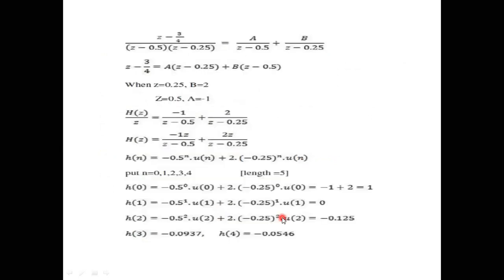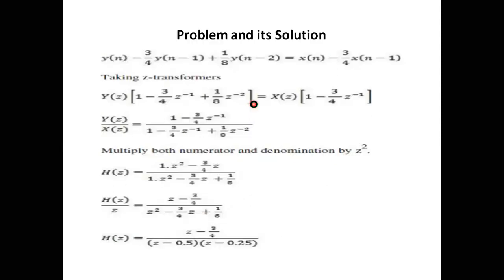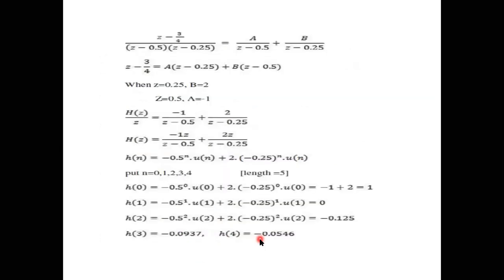Now how to solve this equation? This equation can be solved by partial fractions. So take the partial fraction and solve and simplify this equation. After solving the partial fraction, we get H of z divided by z equal to this equation. Clear? So this is your simplified equation for finding the inverse of a z transform.